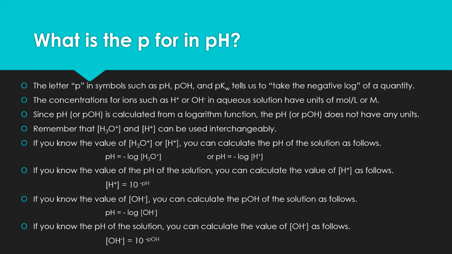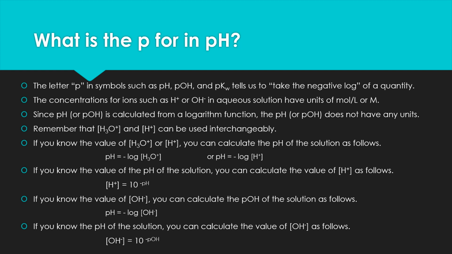So let's talk for a minute about pH and P. What is the P for in pH? The letter P in symbols, and we're not just going to use pH, we're going to use pH, pOH, pKw. We've got this P in front of things, right? So what does the P tell us? It's basically telling you to take the negative log of a quantity. So you've got a concentration of something, and you're going to type into your calculator negative log and put that number in. That's all the P is telling you to do. It's giving you instructions, okay?